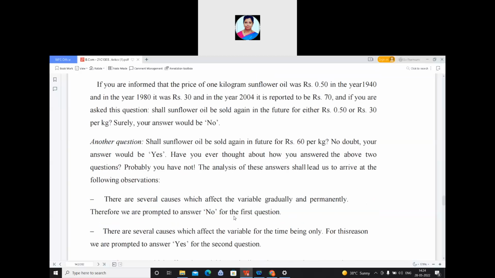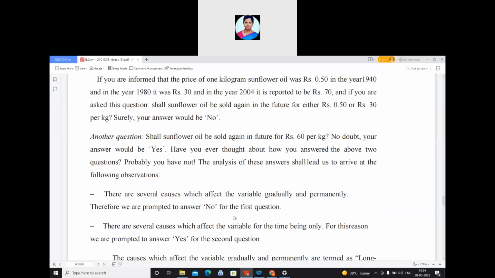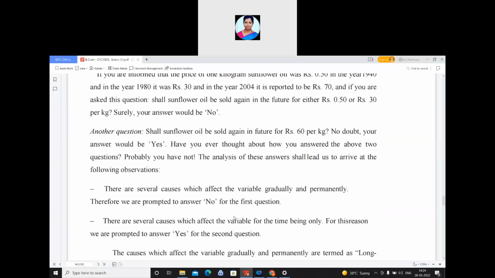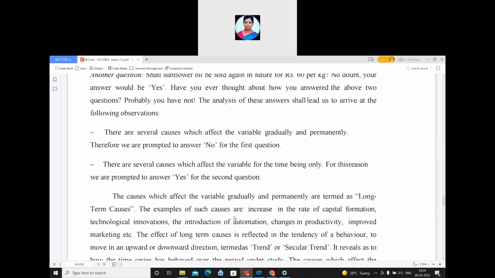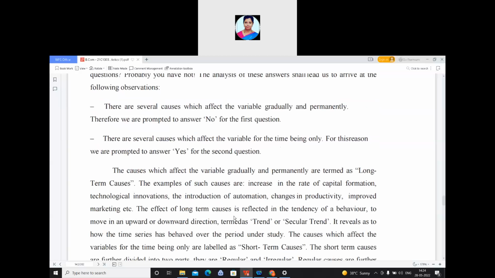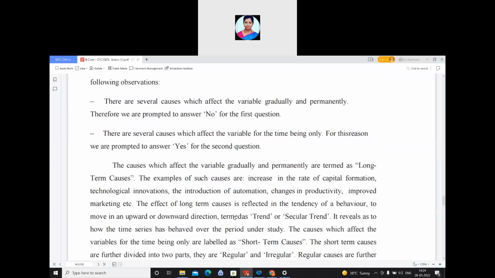So, what are the observations we have? See this one, there are several causes which affect the variable gradually and permanently. Therefore, we were prompted to answer no for the first question. Similarly, for the second question, we are saying that it is yes. Okay. But the causes which affect the variable gradually and permanently are termed as long-term causes.